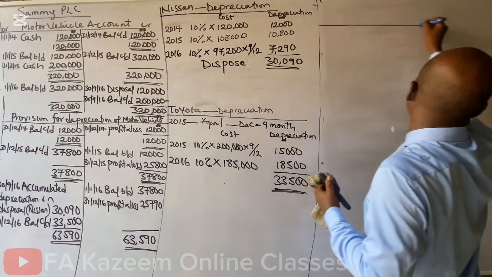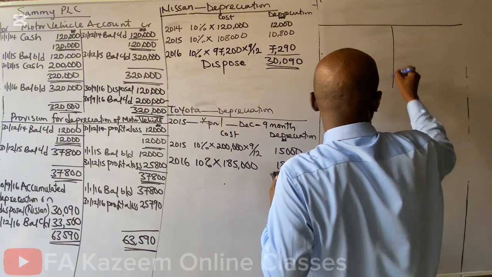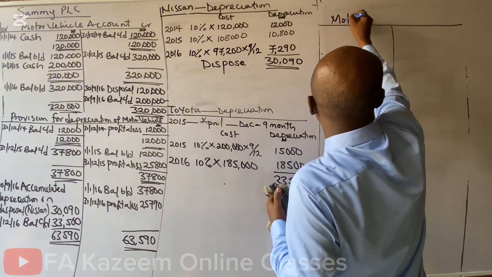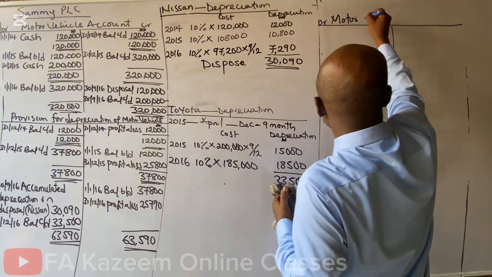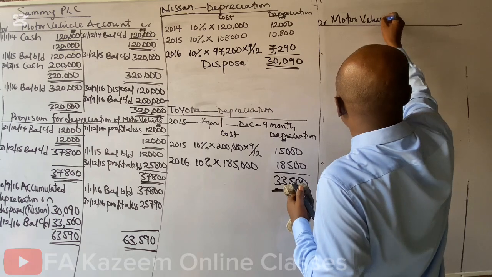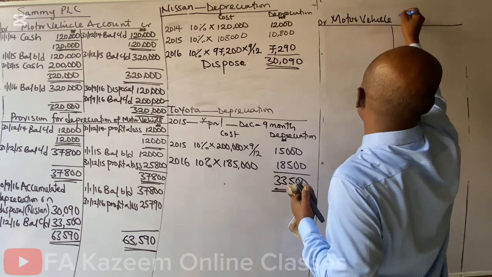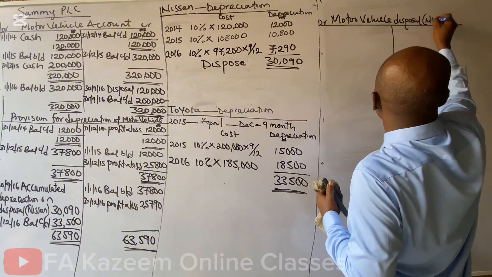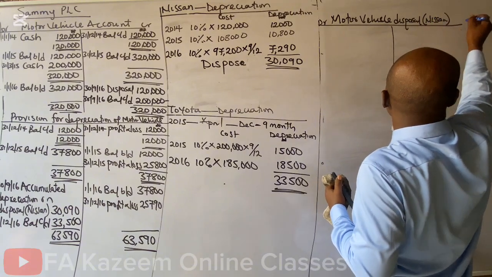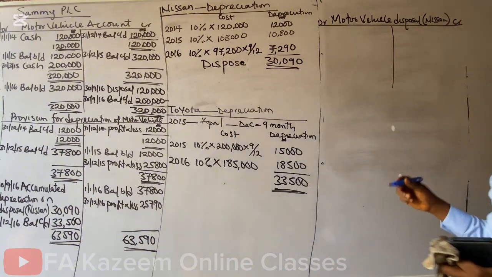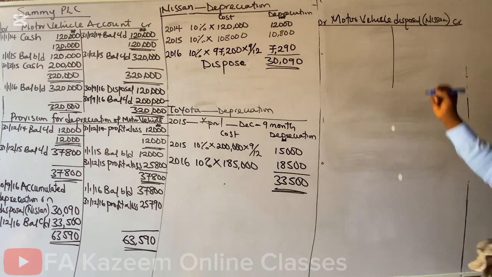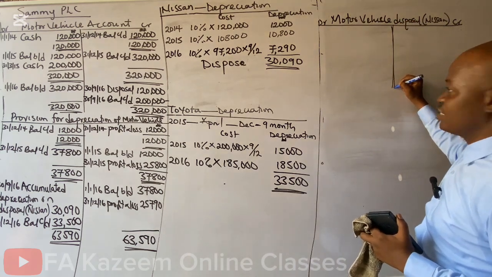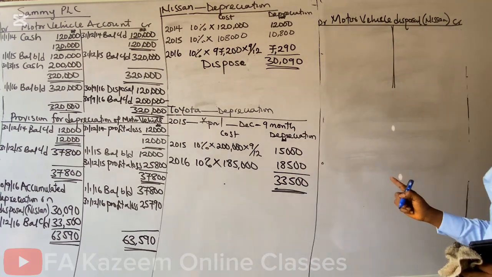Now, when we say motor vehicle disposal, we are talking about Nissan. Not Nissan what? Toyota. And it's very easy. Once you can do these two accounts, it's very easy.